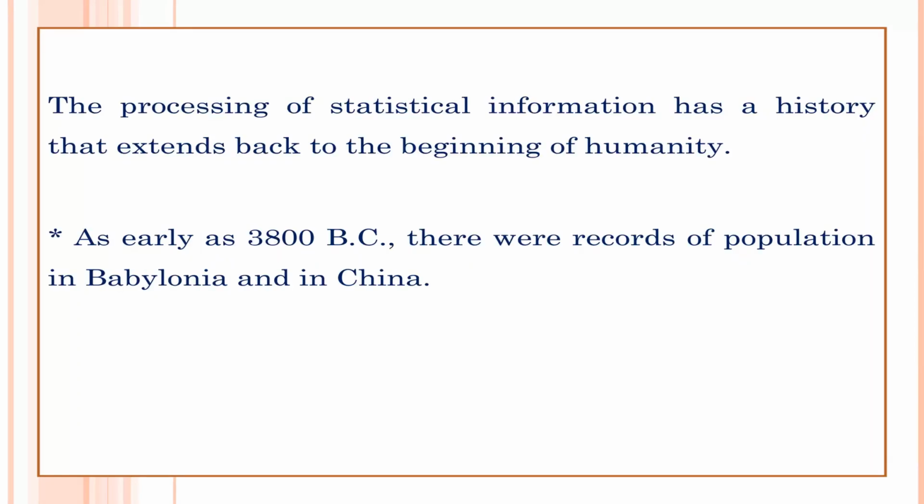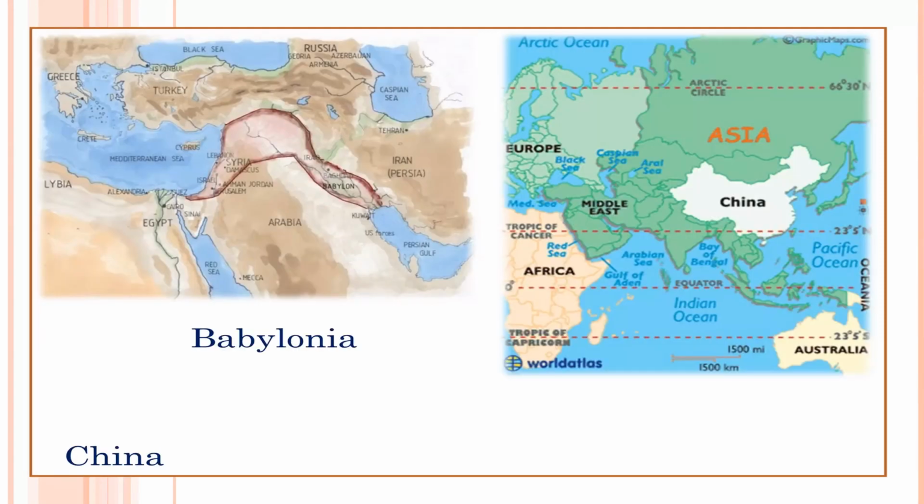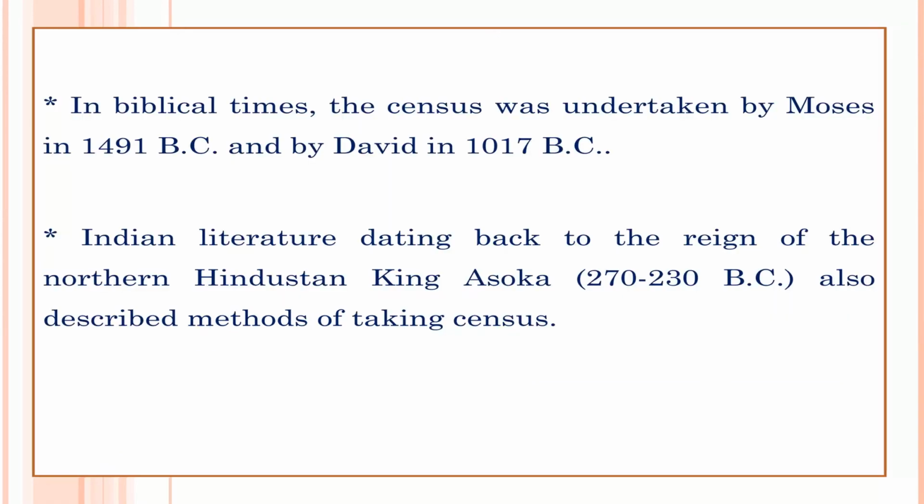History of statistics. The processing of statistical information has a history that extends back to the beginning of humanity. As early as 3000 BC there were records of population in China. Babylonia and China are representations of early statistics. In biblical times, a census was undertaken by Moses in the 1400s BC and by David in 1000 BC. Indian literature from the reign of the northern Hindustan king Ashoka also described the method of taking a census.